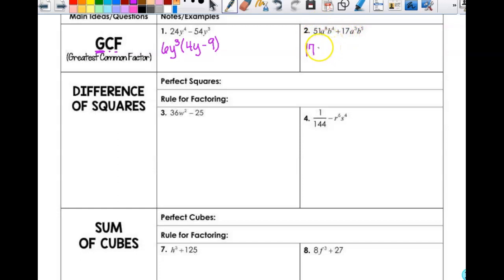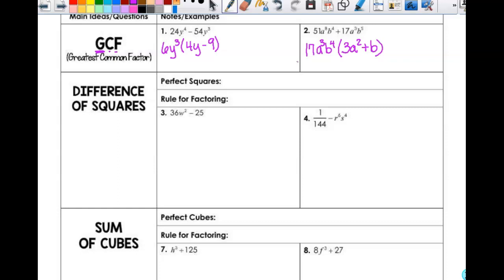And then how many a's can I take out? 3. How many b's? 4. And that leaves me with 3a squared plus b. Easy enough? Hopefully. Don't mess up GCF. And when you're factoring, you always want to look for a GCF first because it'll make your life easier if you actually do that. Okay. All right. Once you're done with that, move on to the next section there.